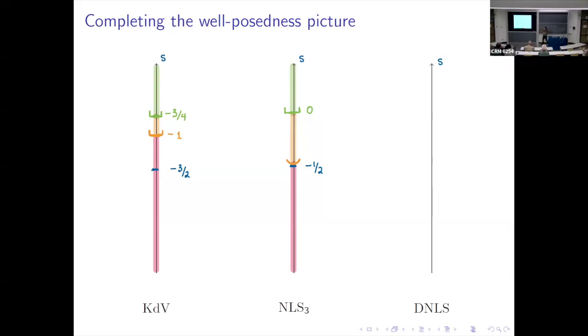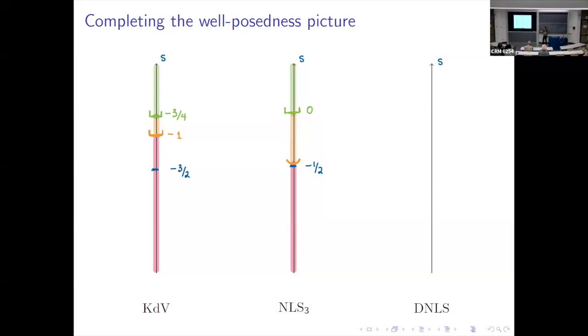Another feature that I want to showcase here and compare these two is, as we said earlier, for KdV, the optimal well-posedness result is actually quite far from the critical space. For the cubic NLS, it's not that far, but still it's not at the critical space. The critical regularity is just missed.